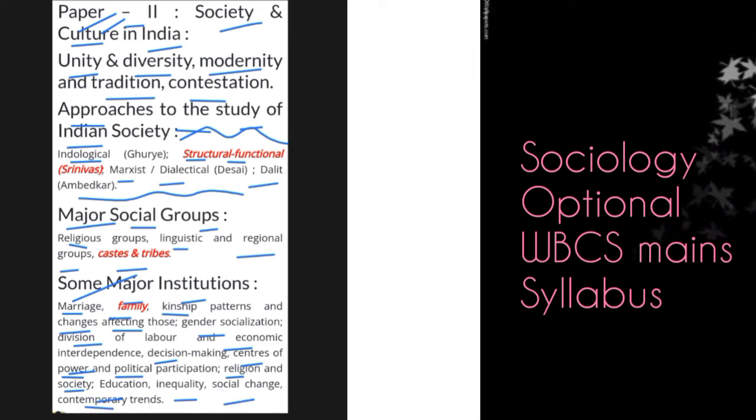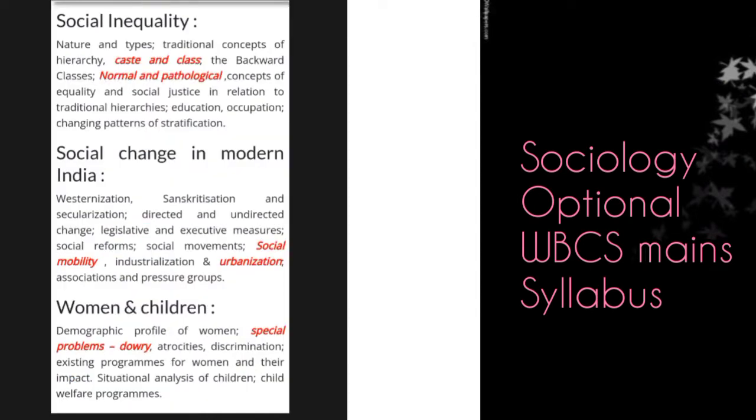and contemporary changes. The next section deals with social inequality, which has these concepts of nature and its types, then traditional concepts of hierarchy, caste, and class, the backward classes, normal and pathological, then concepts of equality and social justice in relation to traditional hierarchies. Then you have education, occupation, changing patterns of stratification.